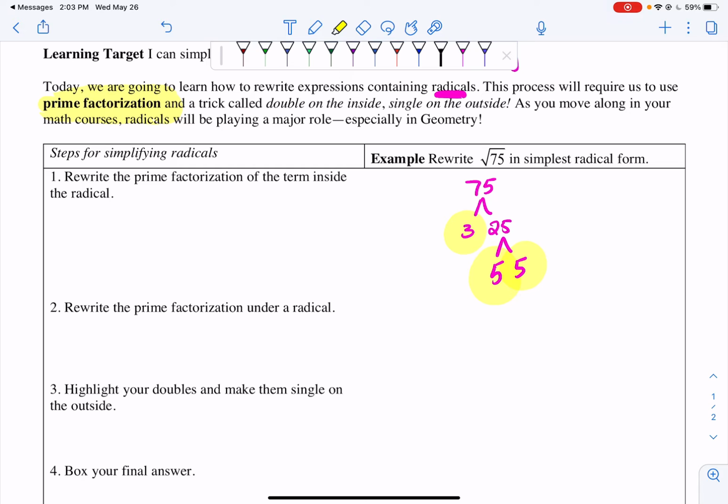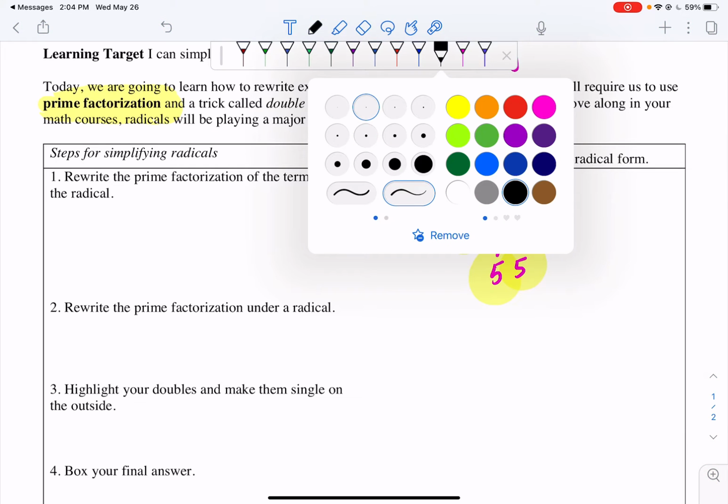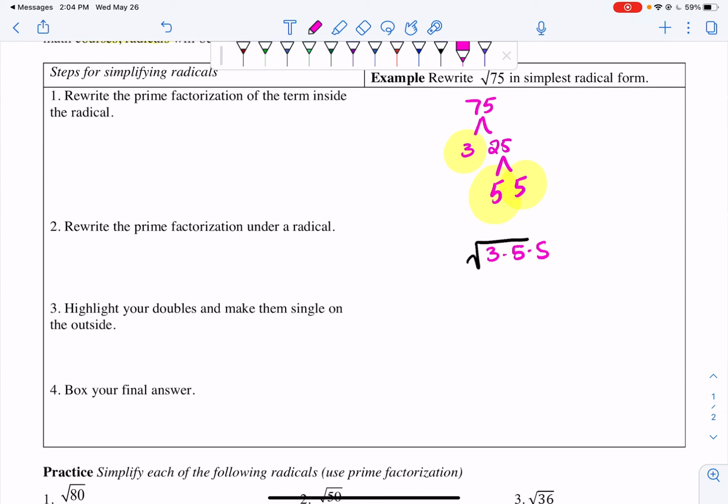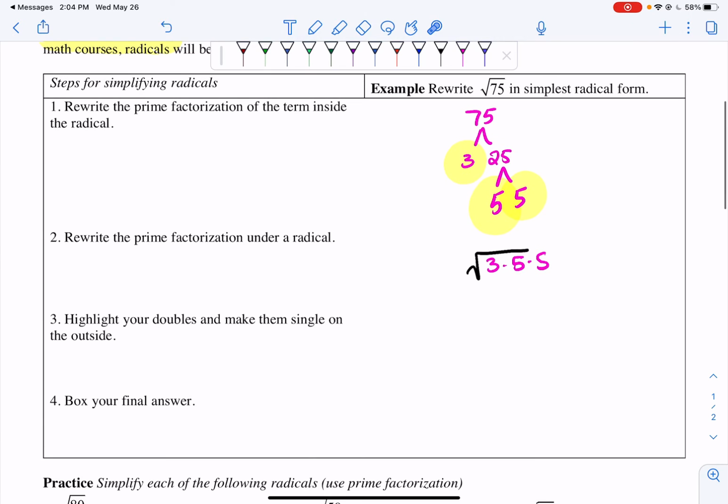Now, step 2 says rewrite that prime factorization under a radical. So I'm going to rewrite that prime factorization under a radical. So I have 3 times 5 times 5. And now step 3 says highlight your doubles and make them single on the outside. When I mean doubles, do I have a pair of something? If you look, I've got one 3, so there is no such thing as a double 3. If you look, I've got two 5s. That's what I mean by double. So we're going to literally circle them or square them and make them single on the outside. So we're just left with a 5.